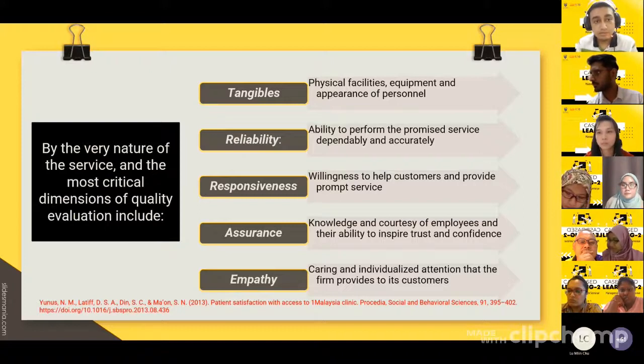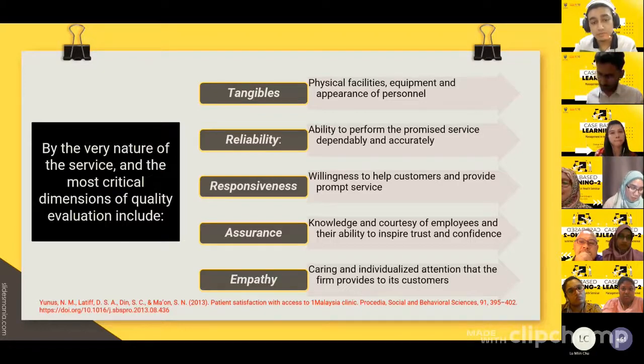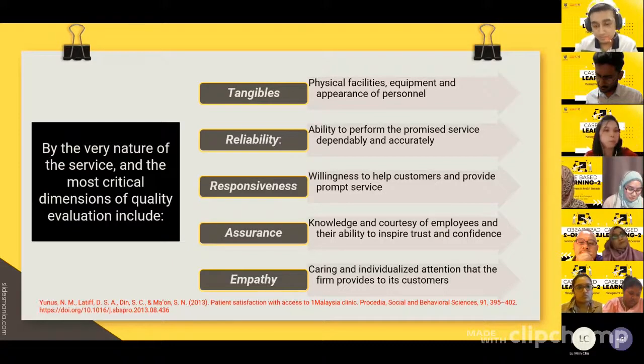By the very nature of the service and the most critical dimension of the quality evaluation, it includes 5 aspects. One is tangibles, which means the physical facility, equipment, and appearance of the staff. Reliability is the ability to perform the promised services dependably and accurately. Responsiveness is the willingness to help a customer and provide prompt service. Assurance is the knowledge and courtesy of staff, and the ability to inspire trust and confidence in the patients. And lastly, empathy, the caring and individualized attention that the firm provides to its patients.